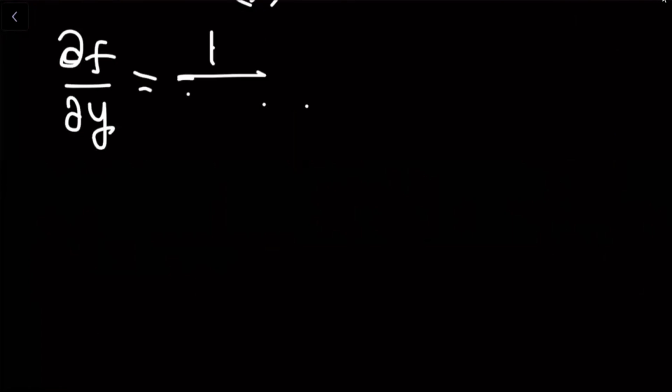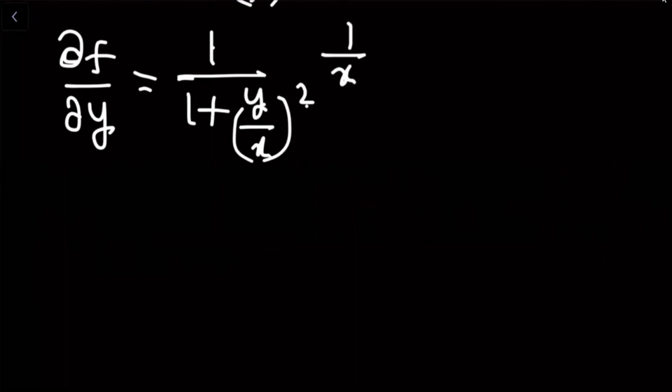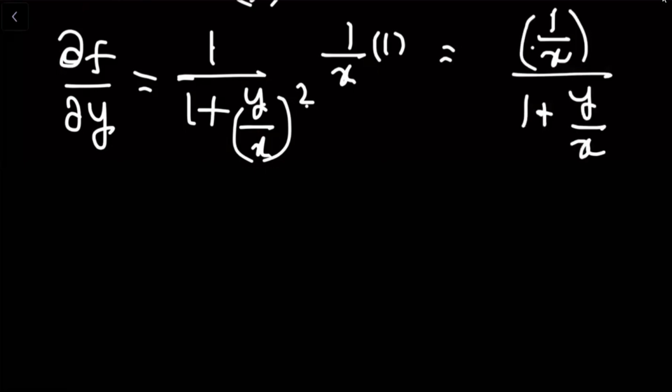∂f/∂y, with respect to y, equals 1 upon 1 + (y/x)². Since 1/x is a constant, 1/x times the derivative of y, which is 1. So 1. Therefore, (1/x) upon 1 + (y/x)².